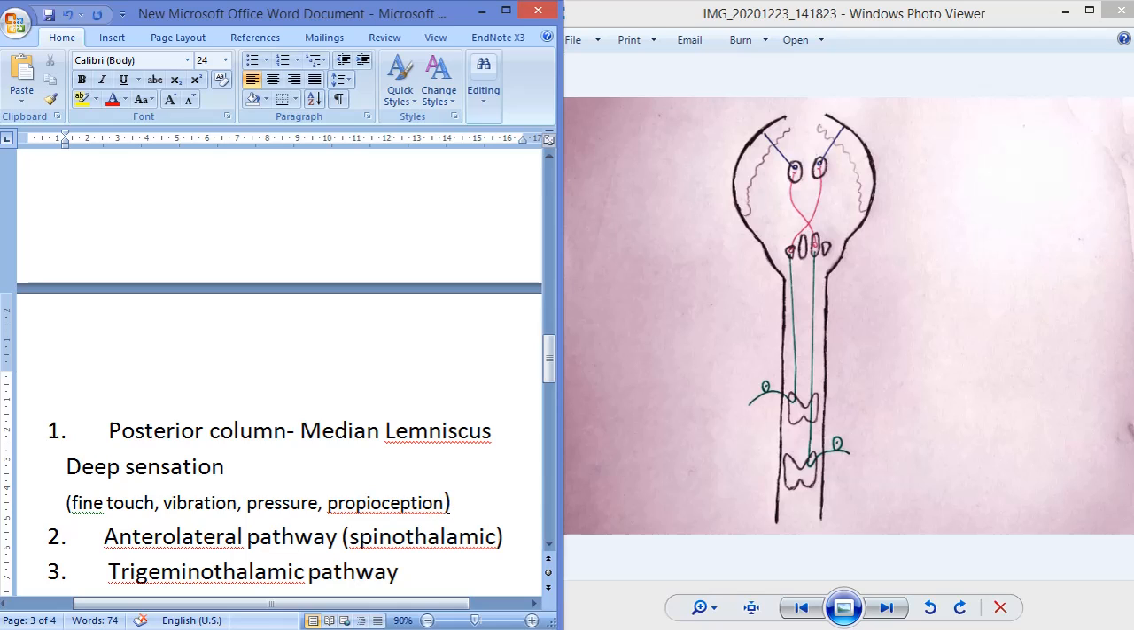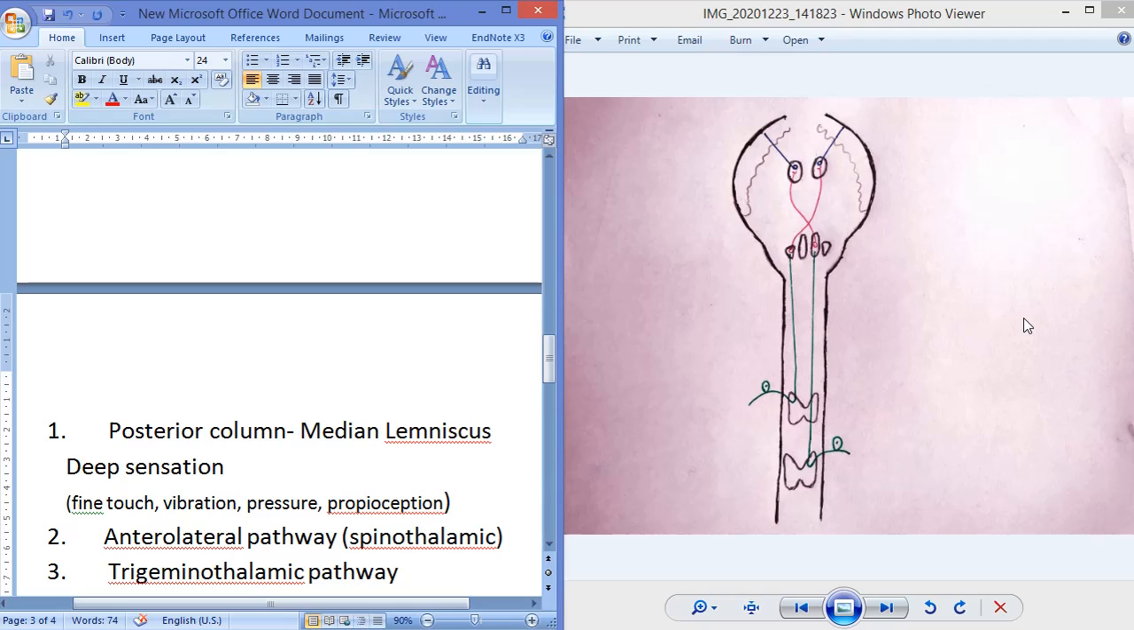While proprioception is also a deep sensation, it is carried from the proprioceptors, and proprioceptors are the receptors which are available in the joints, in the bones, in the muscles, and in the tendons. Three major sites of proprioceptors are the joints, the muscles, and the tendons. So the impulses from the joints, the tendons, and the muscles are carried to the brain through the posterior column medial lemniscus pathway.